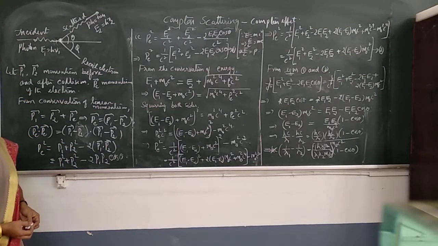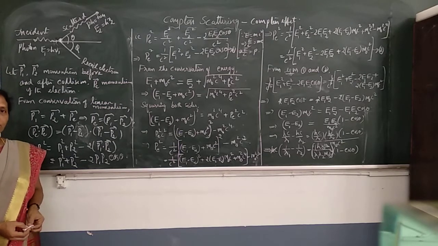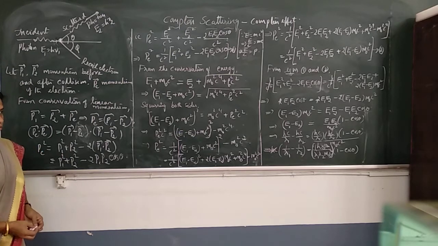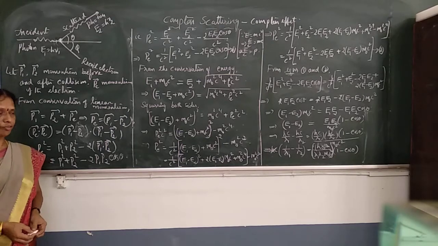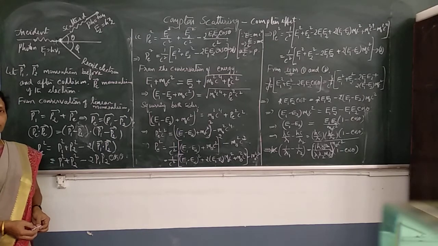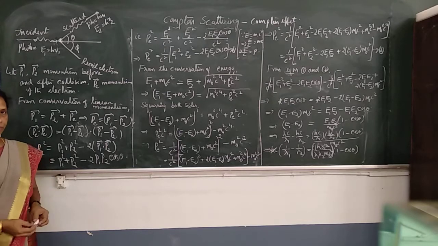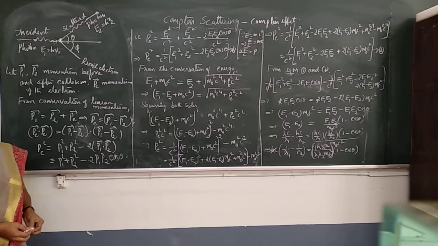In this Compton effect, both energy and momentum are conserved. Elastic means both energy and linear momentum are conserved. Using these facts, now let us derive the expression for Compton shift, that is, the change in the wavelength before and after collision. Change in wavelength is also called the Compton shift. Let us derive the expression for that.